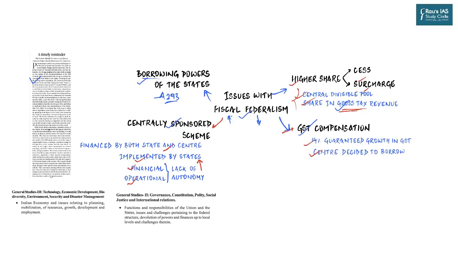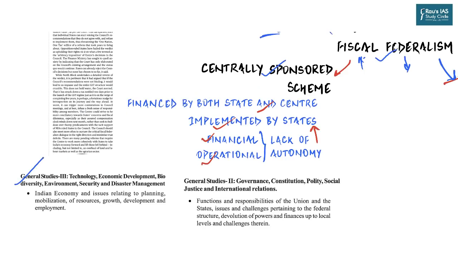Now, if you wonder why this is important for our syllabus: under GS Paper 3, that is economy, Indian economy and issues related to planning and mobilization of resources is a part of your syllabus. And all these four matters which we have talked about are nothing but mobilization of resources by the Centre and by the states. Apart from that, even in GS Paper 2, this aspect gets covered under issues and challenges pertaining to the federal structure of the country.